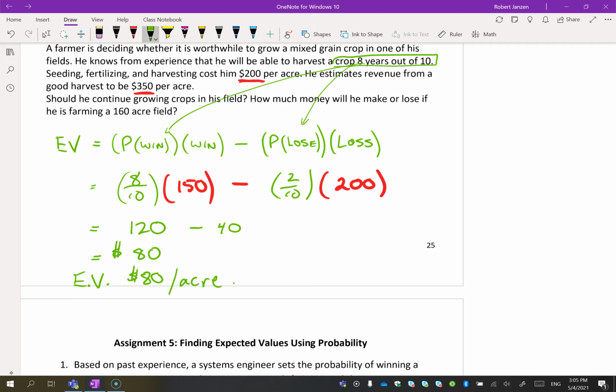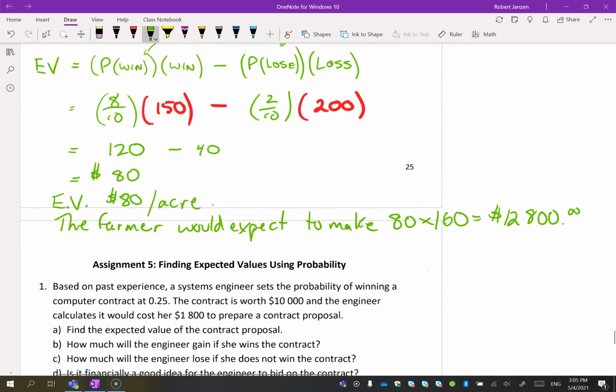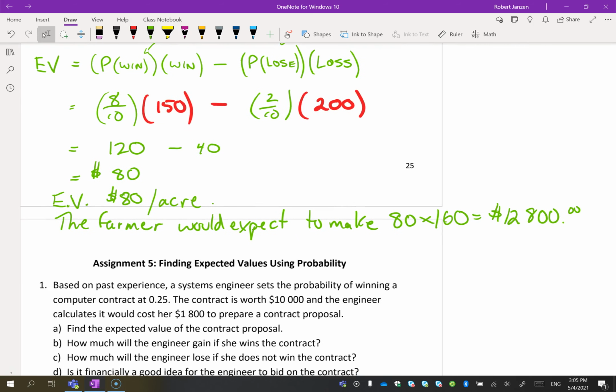If the farmer has 160 acres, the farmer would expect to make $80 times 160, which is $12,800 per year. Now some years he's going to lose money, but other years he's going to make more. This is what you would expect on average to make each year. So that's expected value.